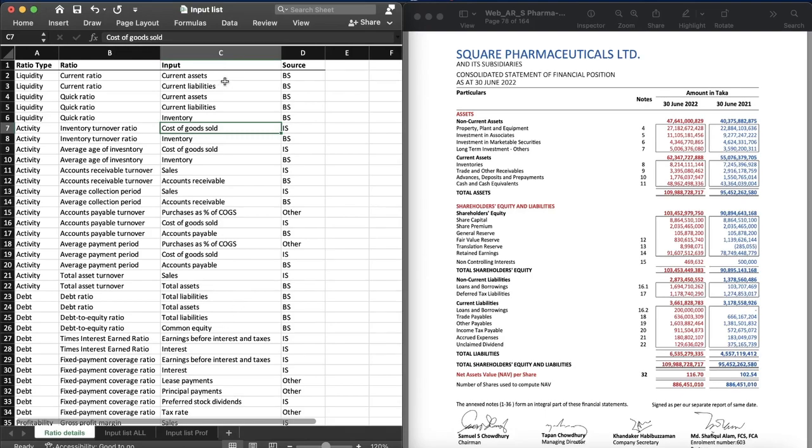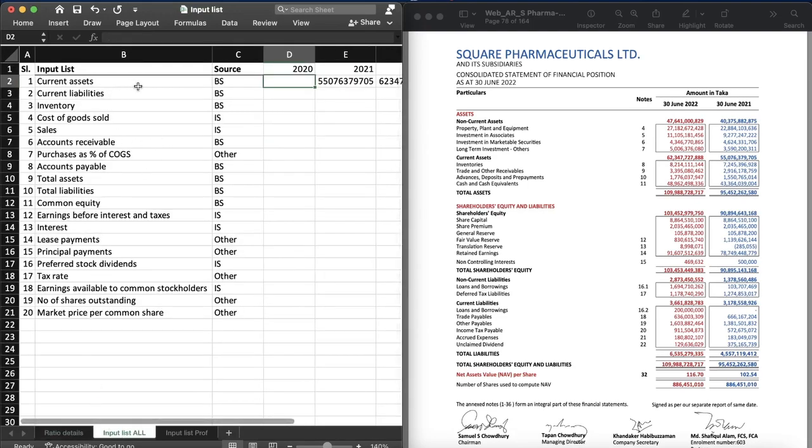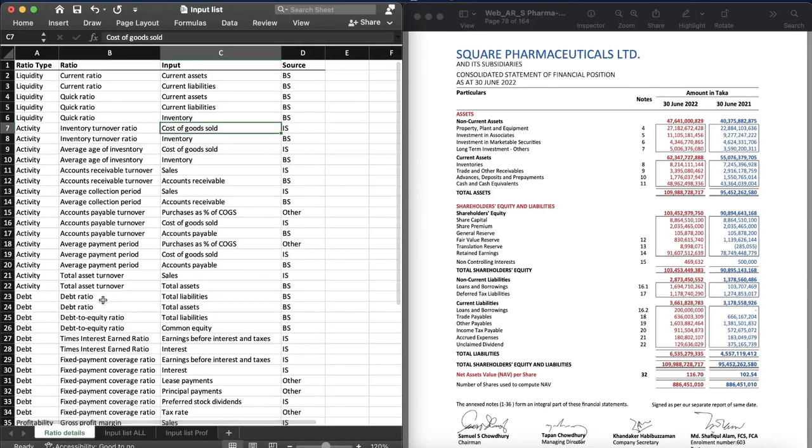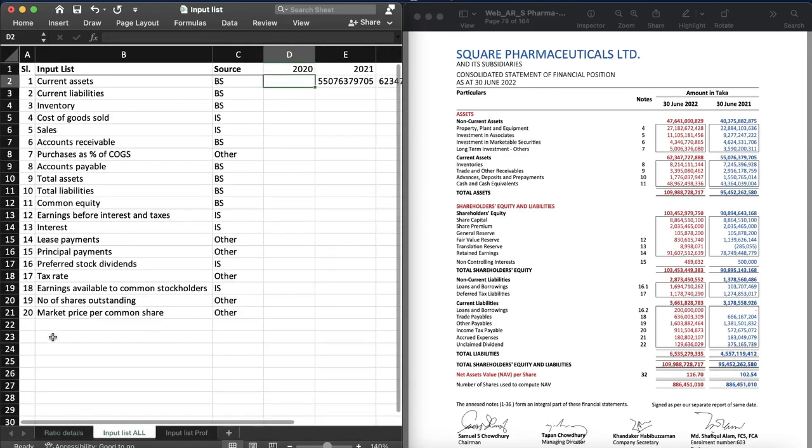I have identified the duplicate items, that means the items that will be needed several times, and taken only the unique ones. Ultimately, what are the items that you will need for calculating different ratios? For calculating these particular ratios, you will need 20 items from the financial statements and also from some other sources. You can again pause the video and get this list in your notes.